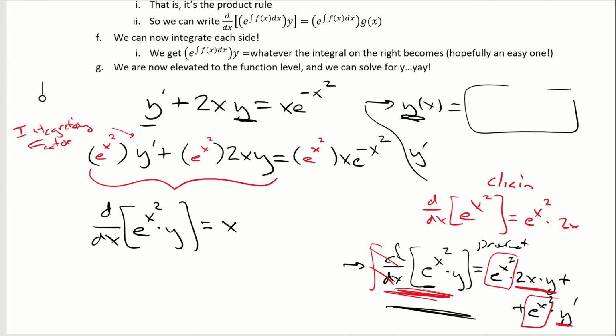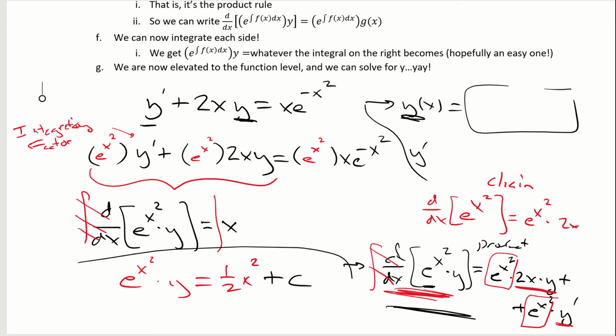So what? So here's the beauty of it. You can integrate both sides. Like I said, antiderive a derivative, and you're back to the original function, e to the x squared times y. And on the other side, whatever happens, happens. In this case, you get 1/2 x squared. How important do you think it is to put the plus c in there? Extremely important to do that.